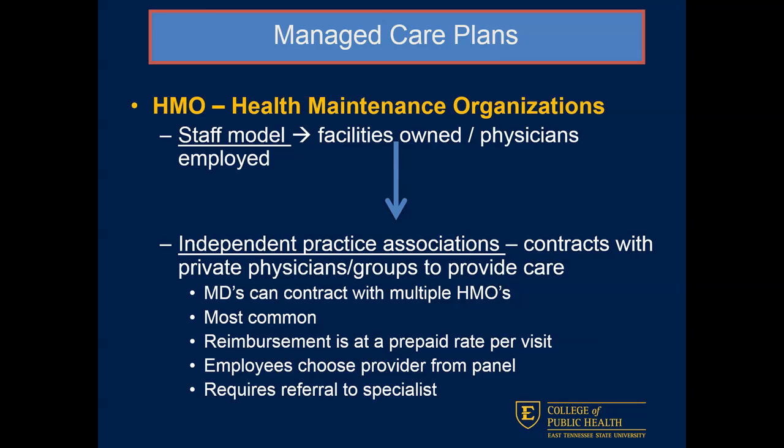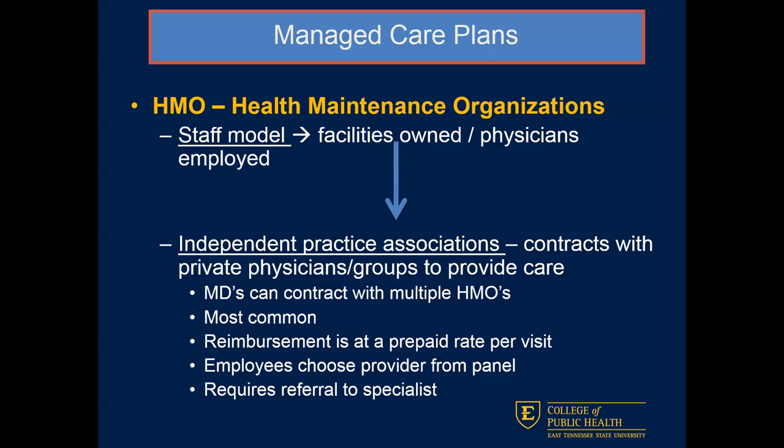Staff model is going to be where the facilities are owned and the physicians are employed by the health maintenance organization. As we move down the scale, as we see here, we move from this most restrictive type, the staff model. You have very limited choice here. We move down into your IPA, or your independent practice association. And this is the most common that we'll see out there under the HMO structure. Overall, you have four types of HMOs, which is your staff, your group, your network, and your IPA.